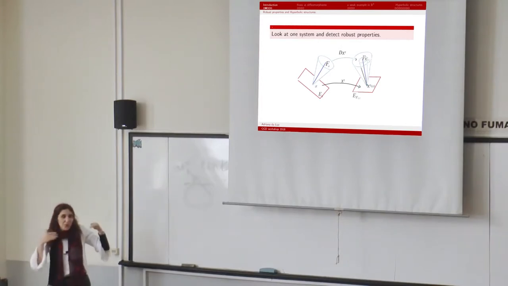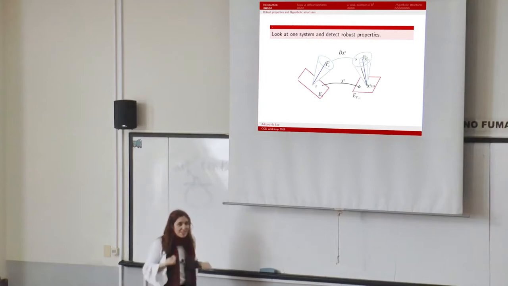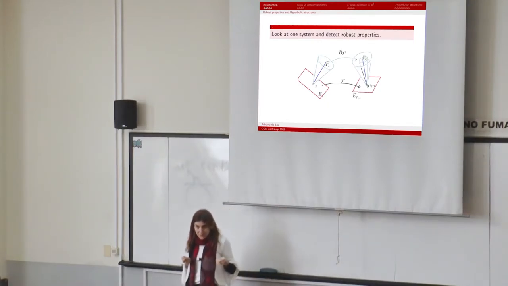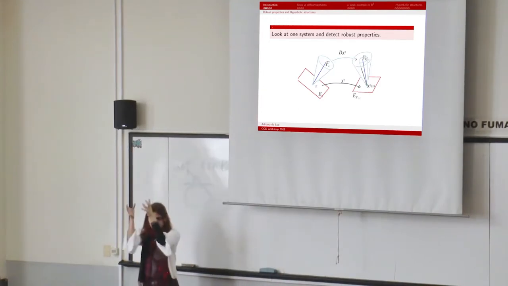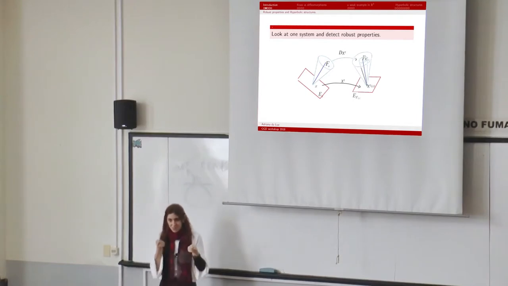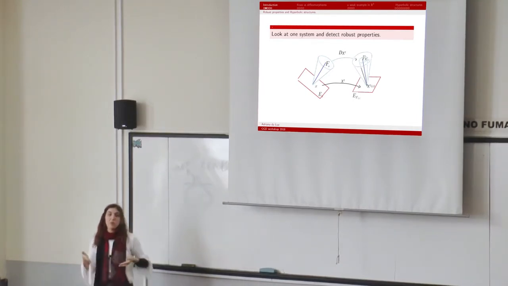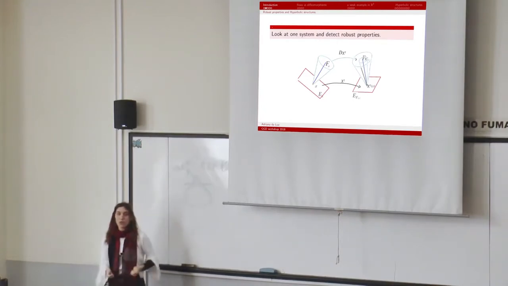And if you look at this property by looking at the ideas of the cones, you can more or less get the feeling that this actually is a robust property. Because, well, the property of having cones that get inside each other is something that doesn't change much if you change the derivative very little. So this is an example of a property that is robust, but that you can detect only by looking at one system.